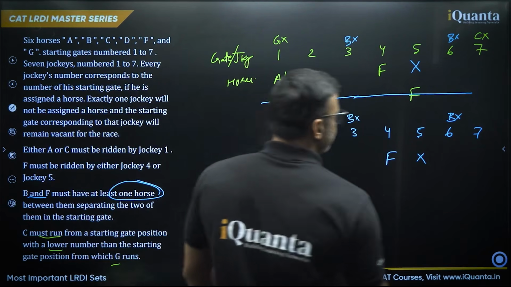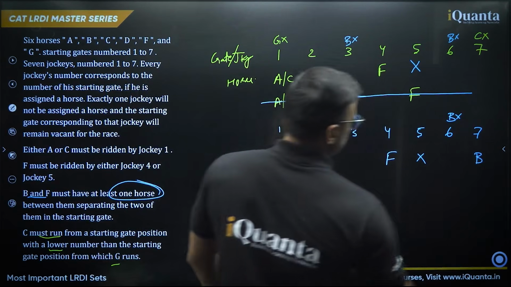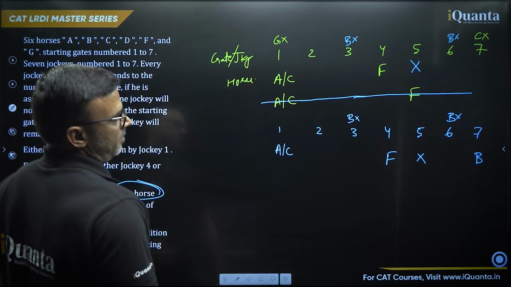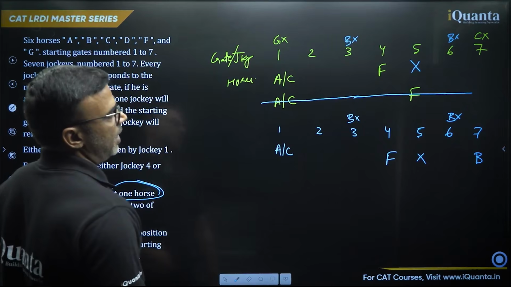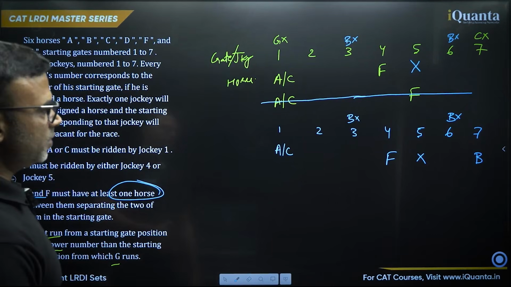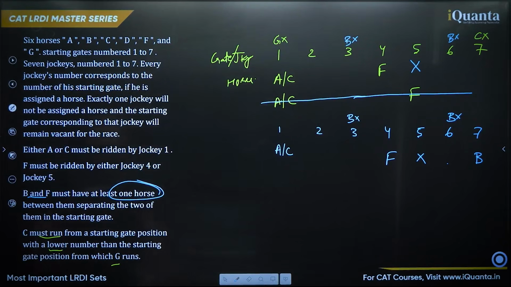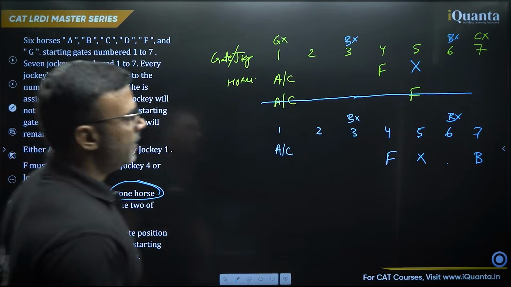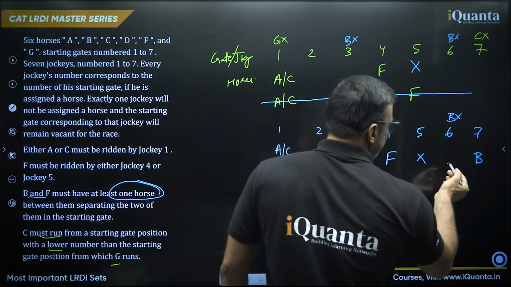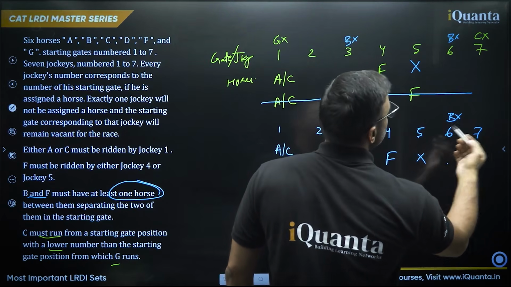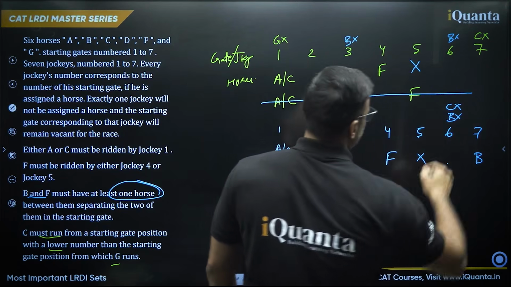So if I take two cases, if I put B here, what happens now? Now we have two horses, so this will be occupied by somebody, and this is done. So C must be from a starting position with a lower number. That is okay. Now try to put others. Can we put C here? This is occupied, so C cannot be put at this place, because then G will not have any other place. So C cannot come here.